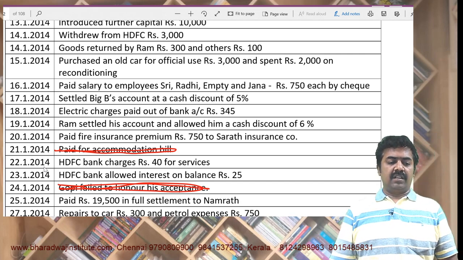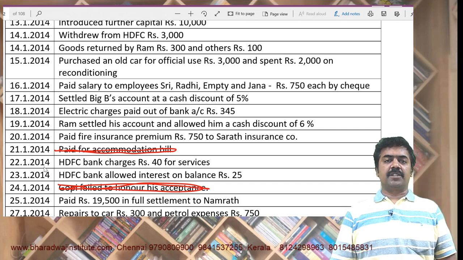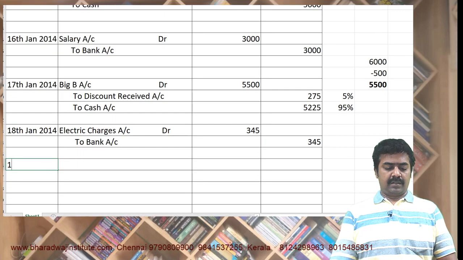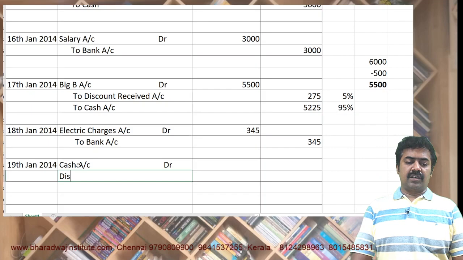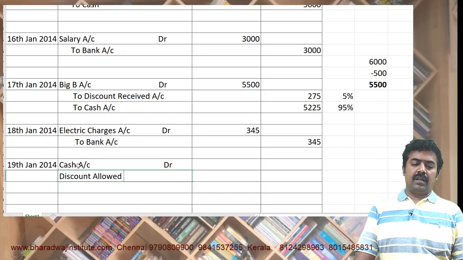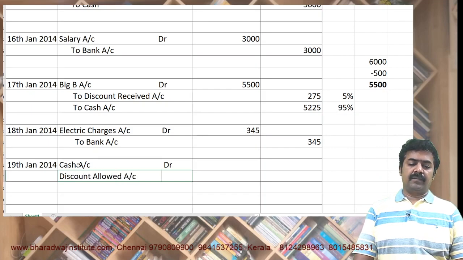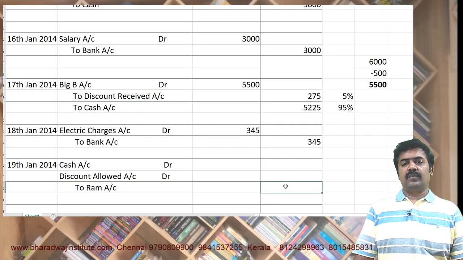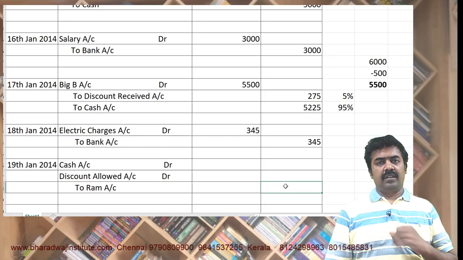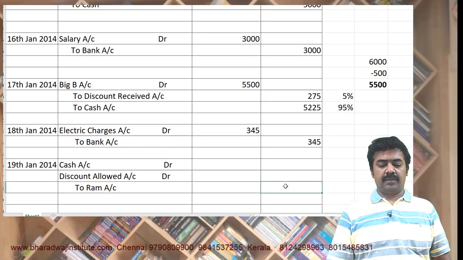19th January, Ram settled his account at a discount of 6%. We are getting cash. Cash account debtor. Discount allowed account debtor to Ram account. Can you fill up the amount? Pause the video, try to fill up the amount.